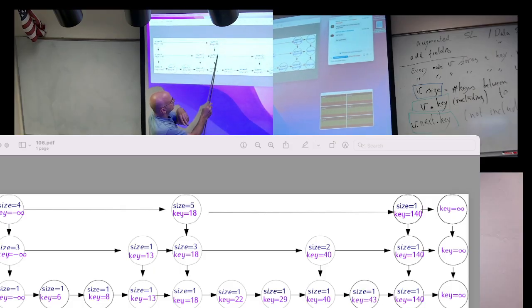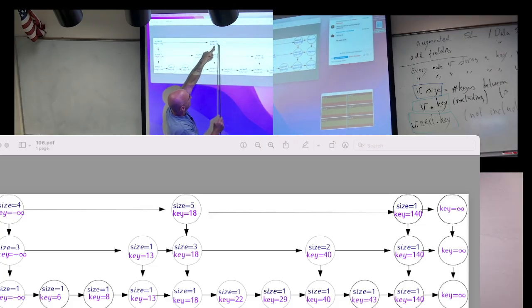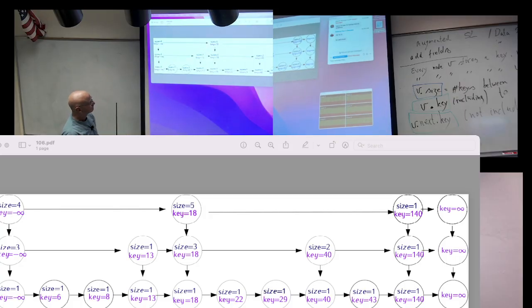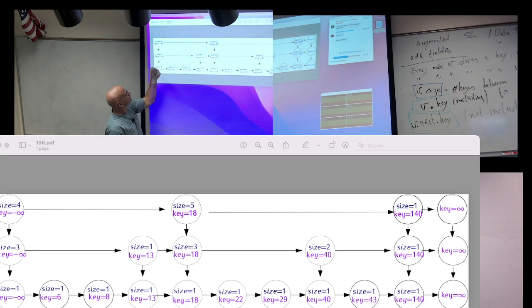That's why v dot size of this node would be 3. Sorry, can you see the 3 at the end? That's 3. What about this node? What's the next of this node? This one. How many keys can I find between this guy and this guy? 1, 2, 3, 4, 5. 6 is already not counted. That's why the size here is 5. What's the size of this guy? How many keys are from here to the next one, including this one, not including the next one? 1. Right.